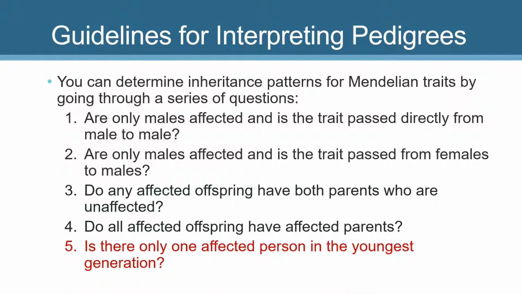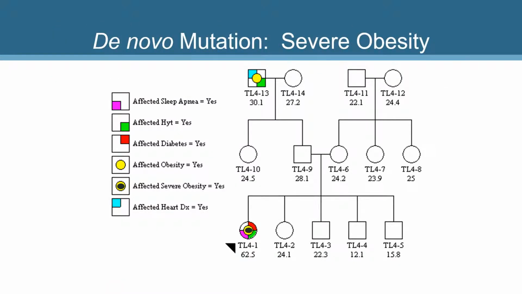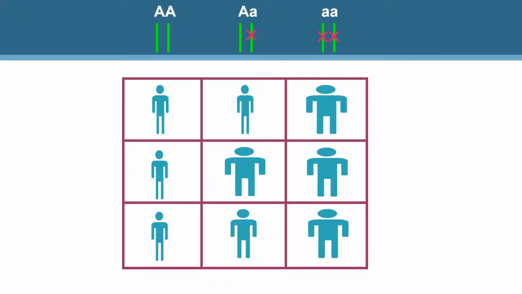Finally, you might ask the question, is there only one affected person in the youngest generation in the pedigree? This would be an example of a de novo mutation. In this pedigree, although one of the grandparents is designated as obese, he has a BMI of only 30, while the proband, designated by the arrow, has a BMI of 62.5 at age 13. This extreme phenotype is likely the result of a new mutation not found in either parent.